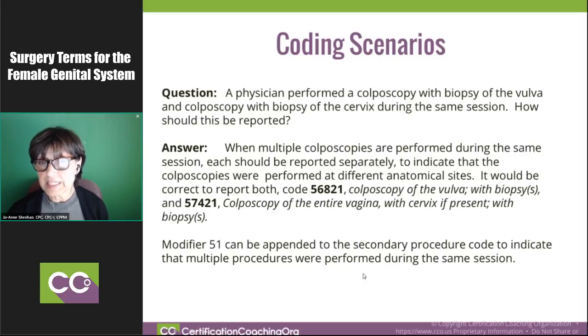So you would code 56821, which is the colposcopy of the vulva with biopsies, and then 57421, colposcopy of the entire vagina with cervix, if present, with biopsies. And according to the guidelines and the National Correct Coding Initiative, modifier 51 can be appended to the secondary procedure code to indicate that multiple procedures were performed during the same session.